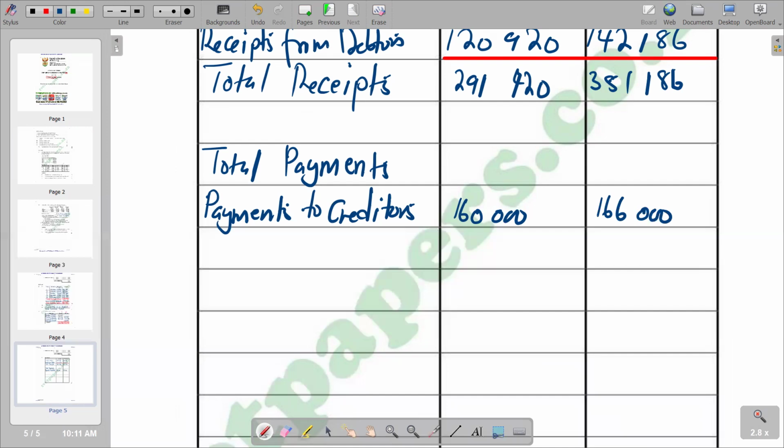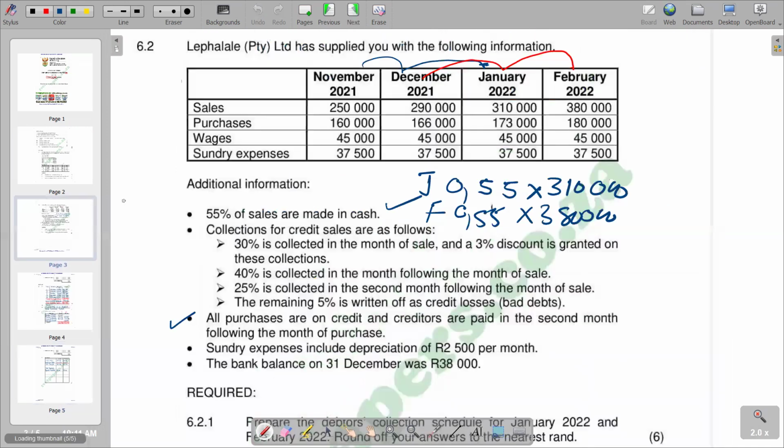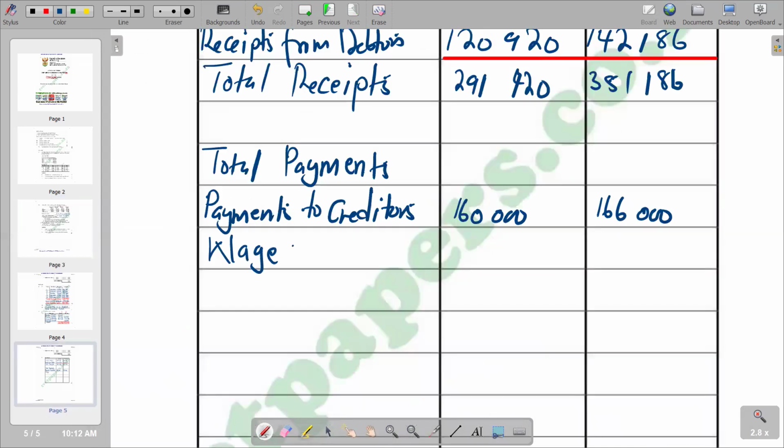Then we move on to other payments that we have in the question. We are told that these are indicating payments. For wages, we have got 45,000, and in the additional information we do not have anything adjusting the figure of wages. So we take 45,000 for January and 45,000 for February.